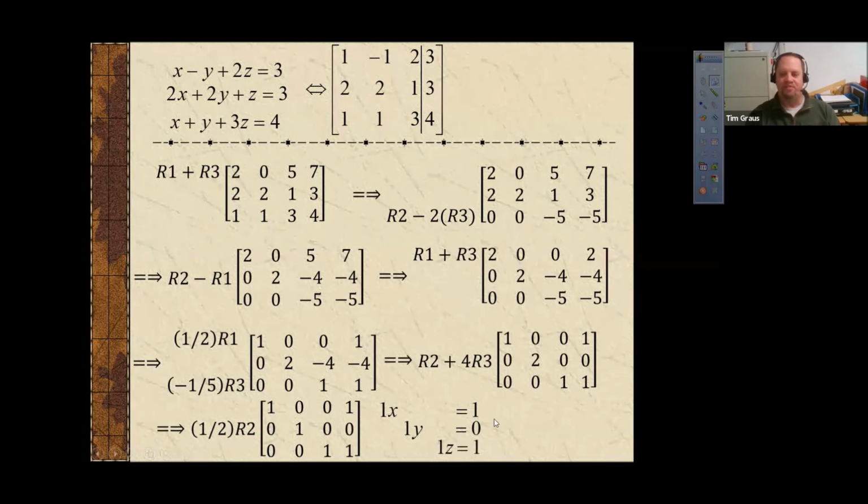Each of these equations is very simple to solve. The first equation is equivalent to x equals 1. Second equation is y equals 0. Third equation is z equals 1. And I have my solution.